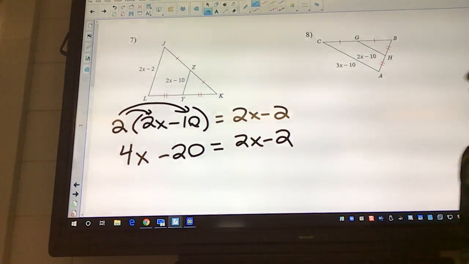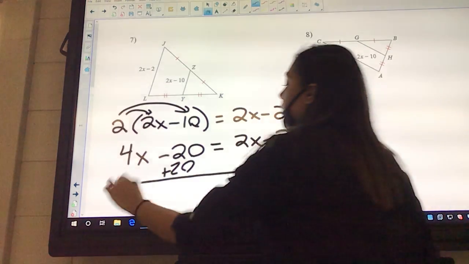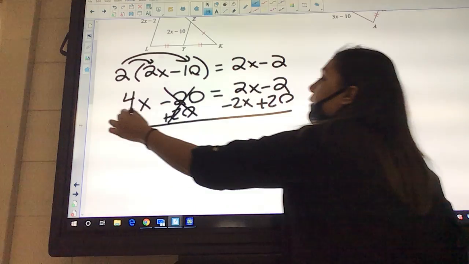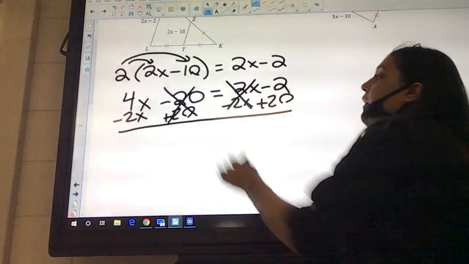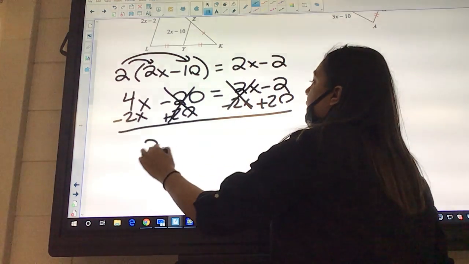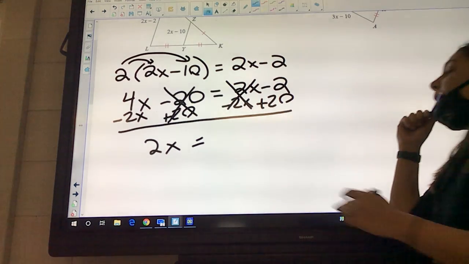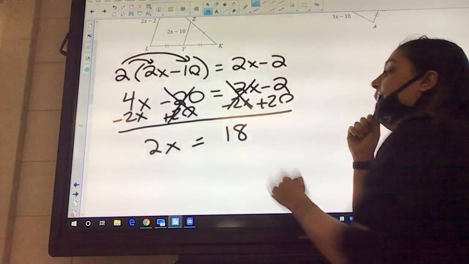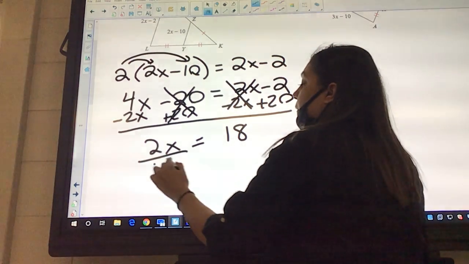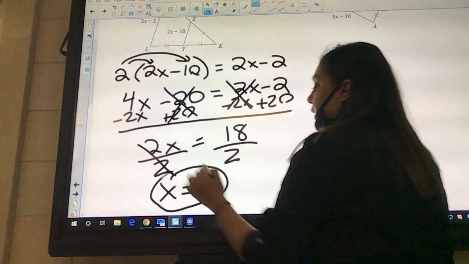Is 1x? So we're gonna add 20 to both sides to get rid of the 1. And then we also have to subtract 2x on both sides. Okay, so 4x minus 2x, 2x. Negative 2 plus 20, 18. And what's our last step? Divide. X equals 9.